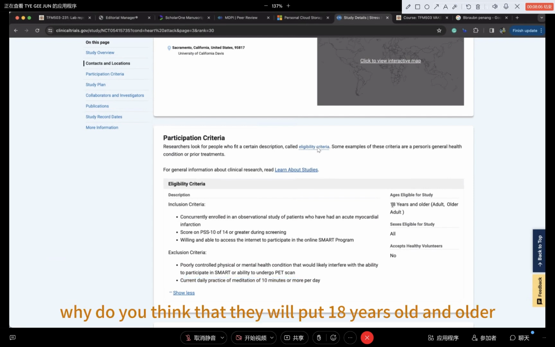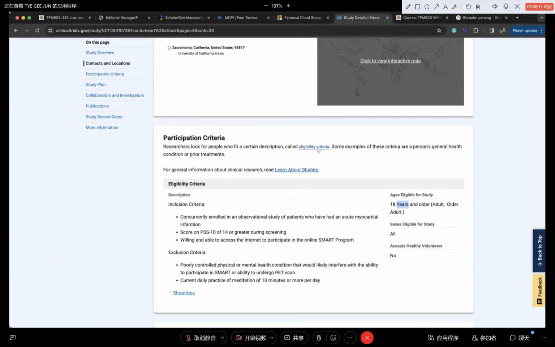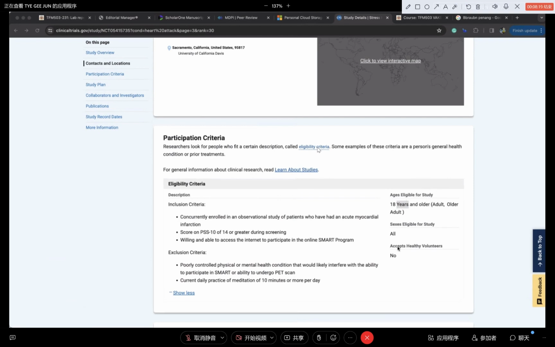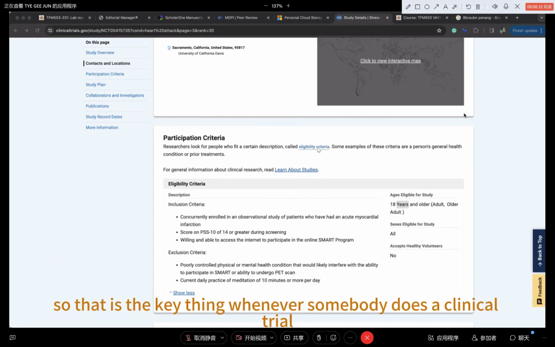Now, why do you think that they will put 18 years old and older normally? Anybody got any idea why? Why do you think they would be normally stating a certain age or older? Anybody? Or everybody has this problem? Maybe only 18 years old, yeah, you can responsible for yourself. You can sign the thing. Yes, so that is the key thing.